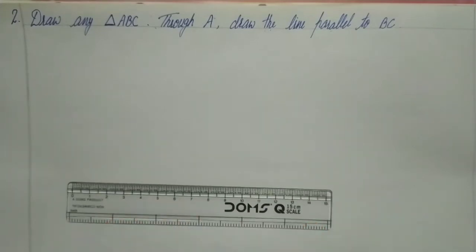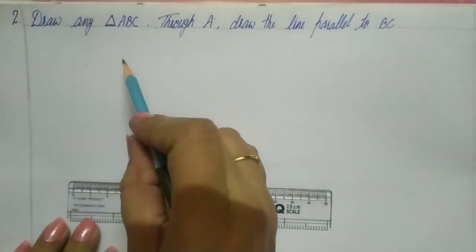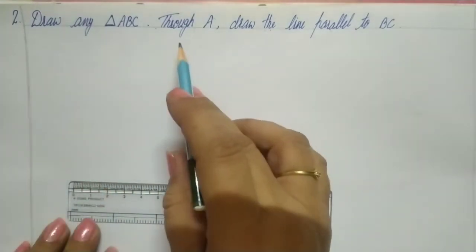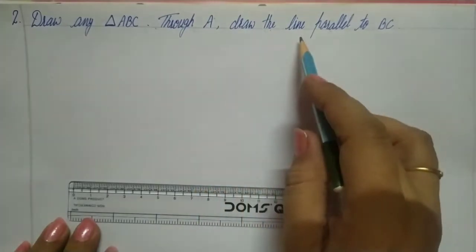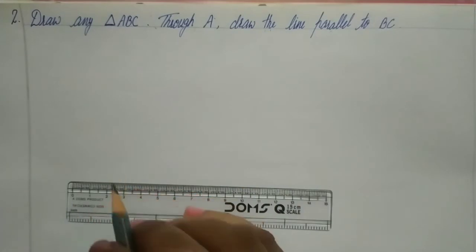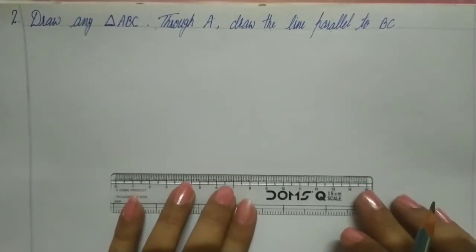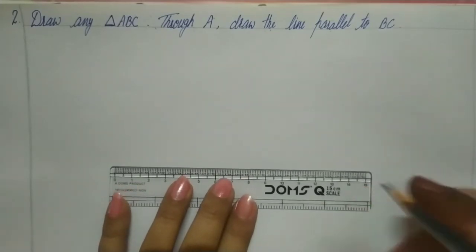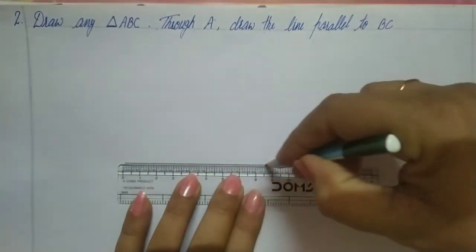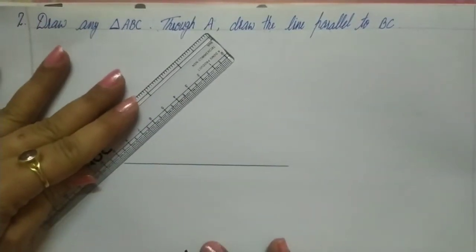Now moving to the second question, here we have to draw any triangle ABC. Any means acute, obtuse or right. Through A, draw the line parallel to BC. Since it is given that we can draw any triangle, let's draw an acute triangle. Okay, acute angled triangle.